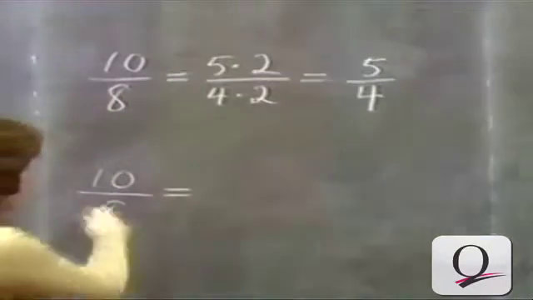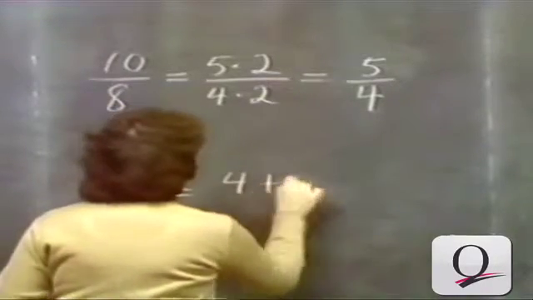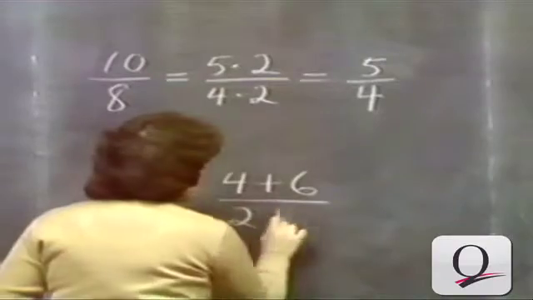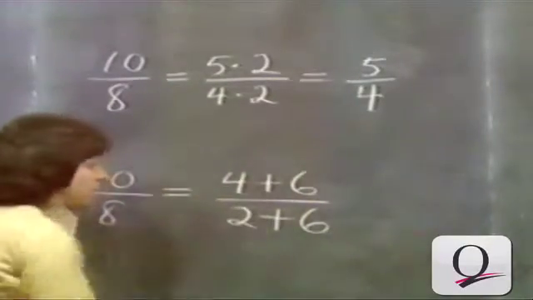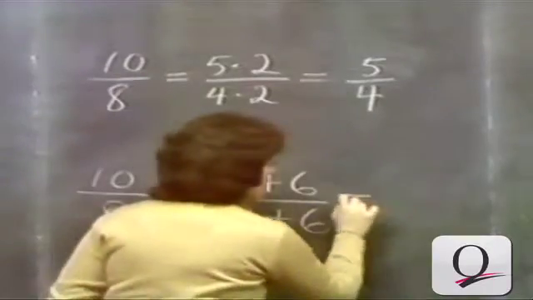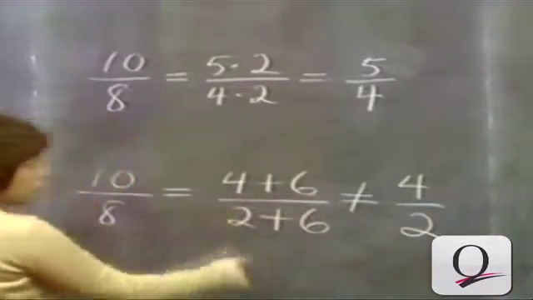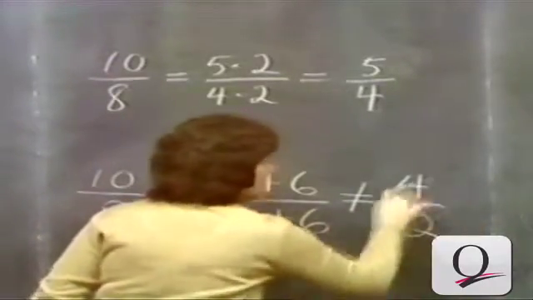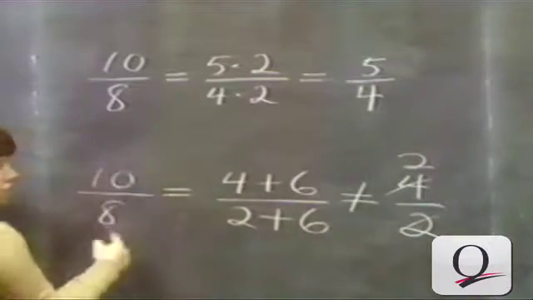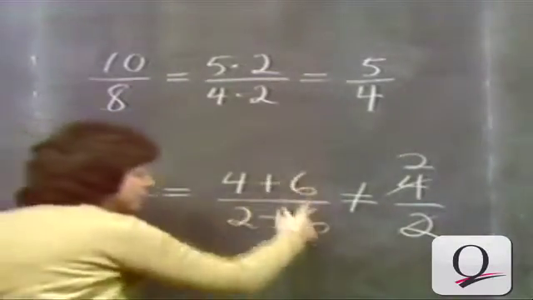Now on the other hand, nobody in their right mind would do something like this. 10 is 4 plus 6. 8 is 2 plus 6. Everybody knows, of course, that you cannot cancel out the 6's here. If you tried to do that, you would get 4 over 2, right? If you canceled out the 6's, you'd get 4 over 2, and 4 over 2 is just 2. And we all know that 10 over 8 is not the same as 2. We cannot cancel the 6's here.